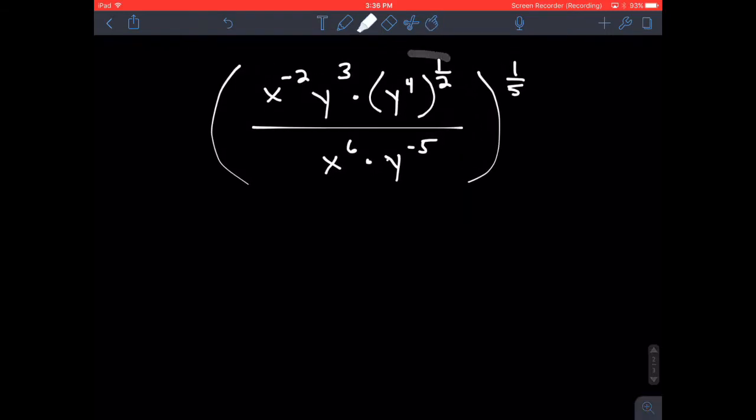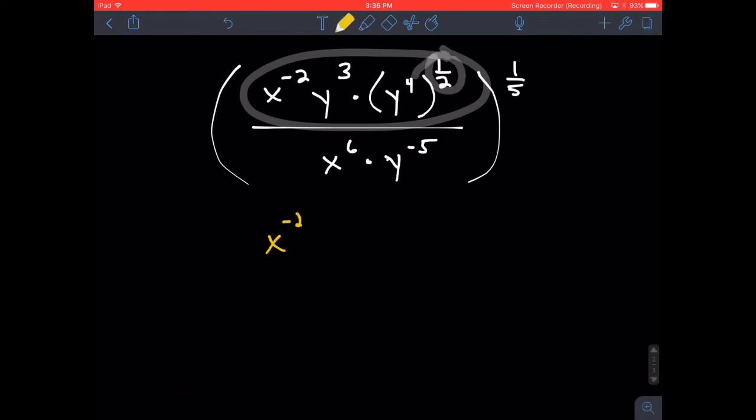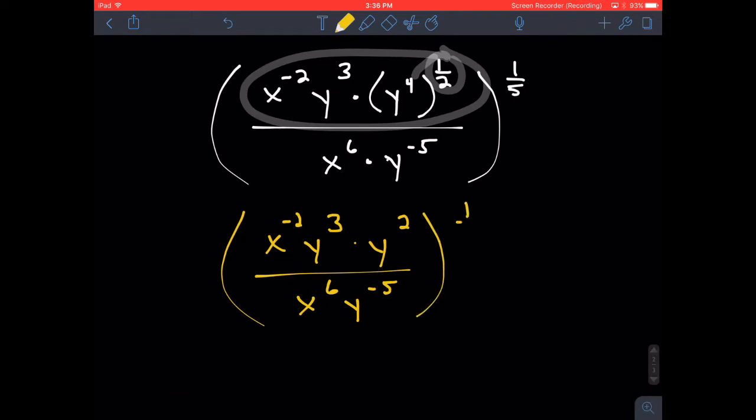Okay. So, on to the last example here. This is going to be a nice combination of the first two things that we just did. Specifically, we have to simplify the top before we can do anything else, and when we do that, that means that we have to distribute the 1/2 in there, so we're going to have x to the minus 2, y to the 3rd times y to the 2 over x to the 6, y to the negative 5, because we can't simplify the bottom.